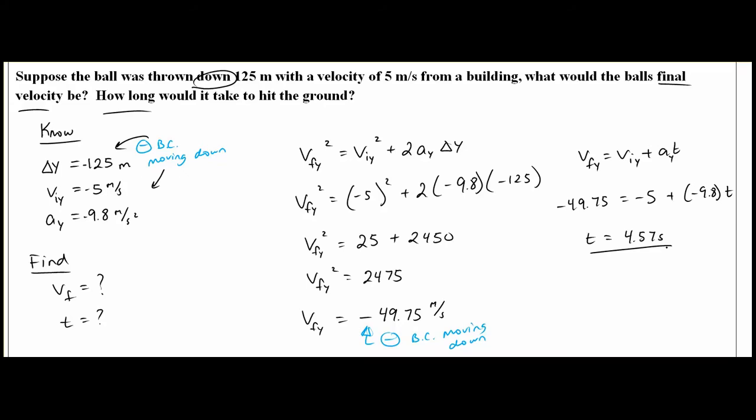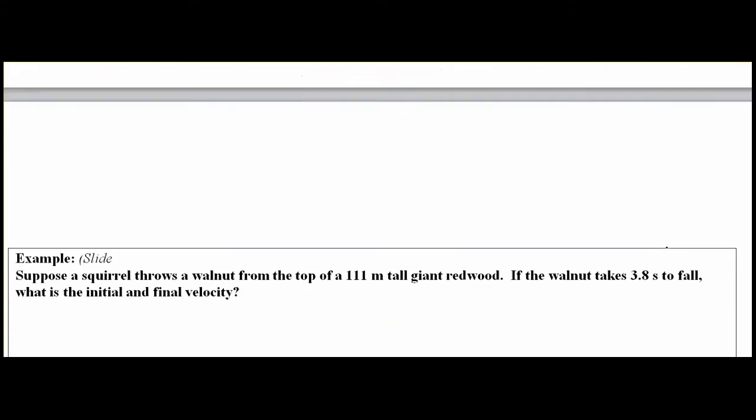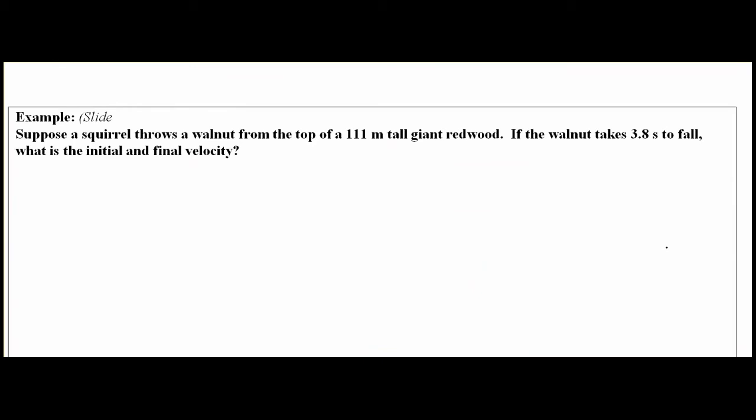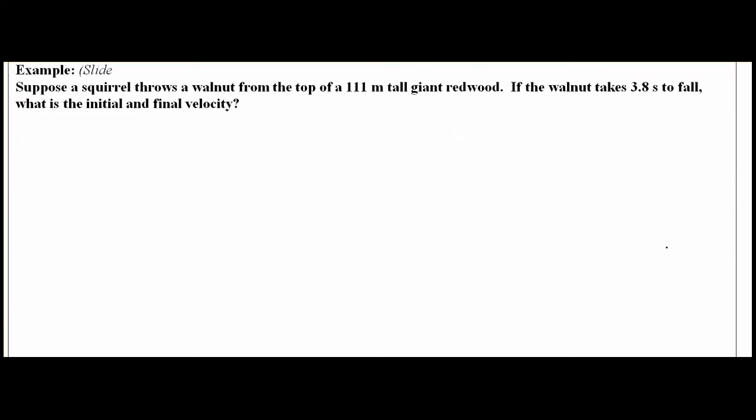Okay, let's try one last example. For this one, it says, suppose a squirrel throws a walnut from the top of a 111-meter tall giant redwood. If the walnut takes 3.8 seconds to fall, what is the initial and final velocity? So this is how high it is, so that means that must be the delta y. But keep in mind, the walnut falls downwards, so this is going to be negative 111 meters.